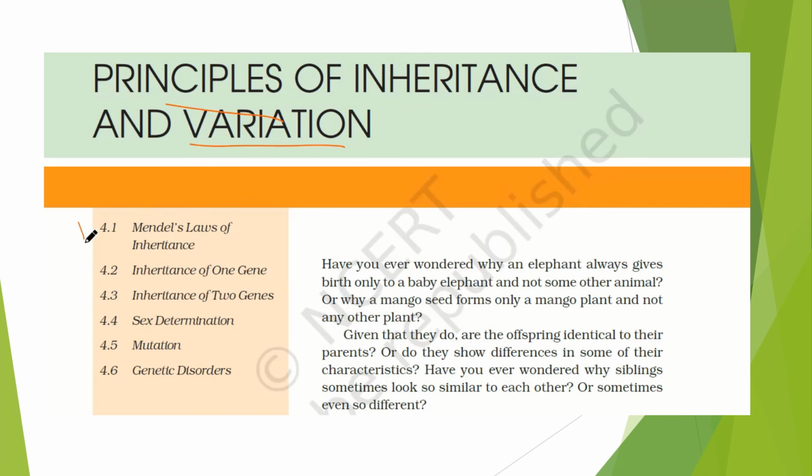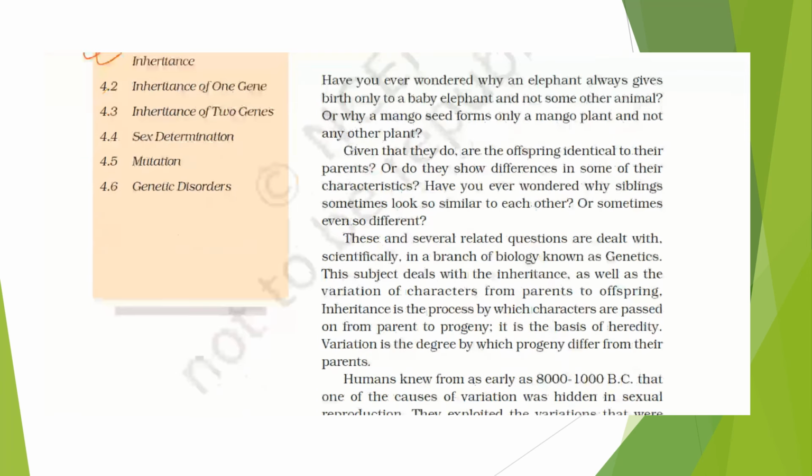Here we will be dealing with the first main part, Mendel's laws of inheritance. So let's get started. First of all, we all have a question: an elephant always gives birth to a baby elephant only, not any other animal. Why does a mango seed form only a mango plant, not any other plant? Why is it like that?